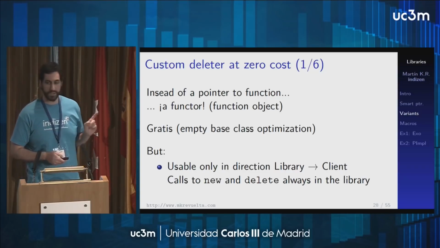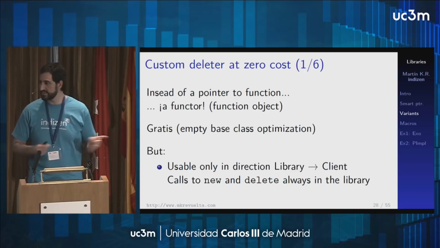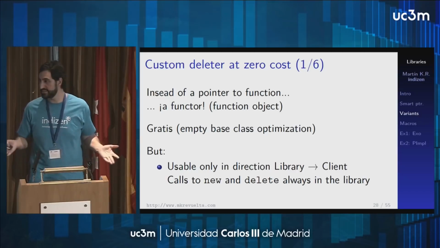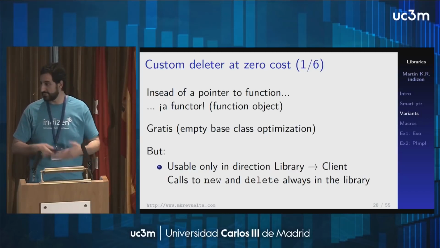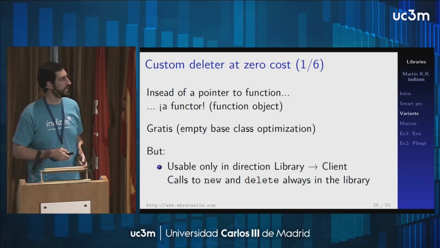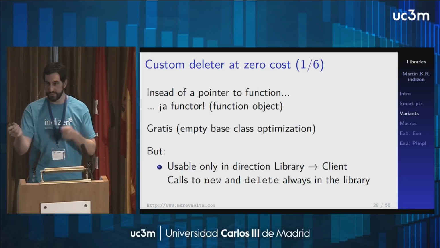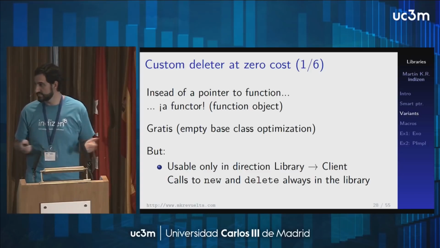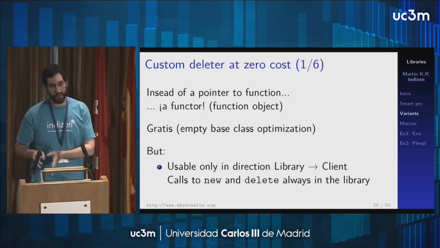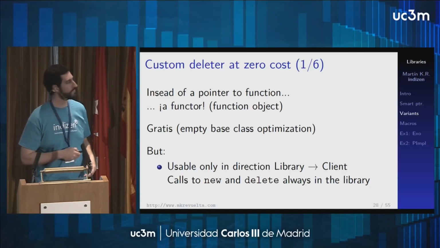The problem is you can use this only in one direction, in the sense that this functor must be in one side, and it has to be the library, because the library doesn't know anything about the client when compiling. So it has to be in the library side. But objects can travel in both directions. It's just that if you do this, you must new them always on the library side.